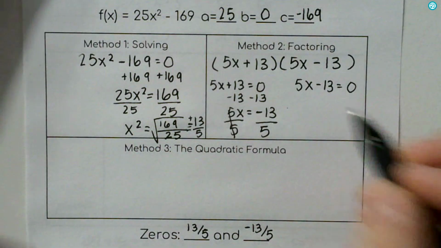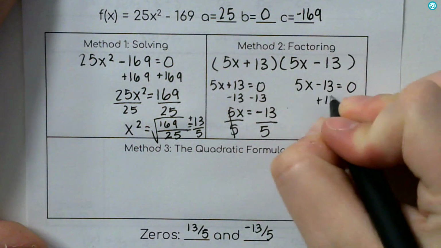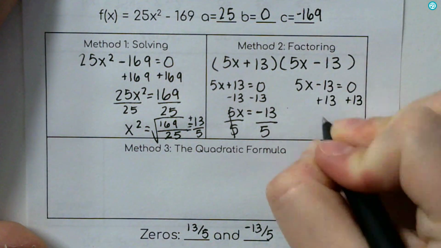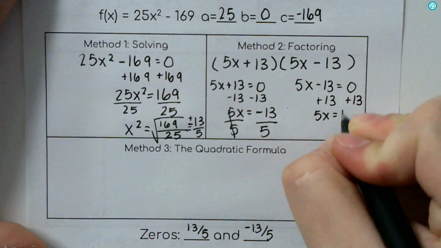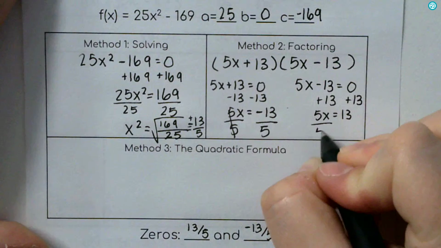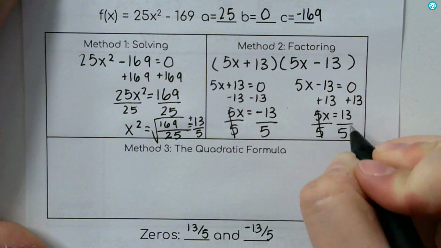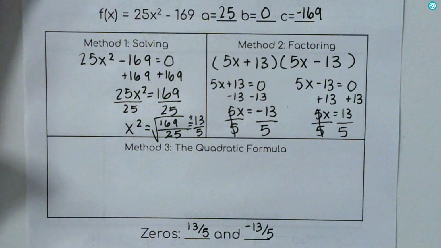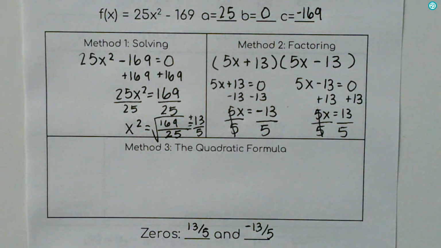Okay, for this one, we would add 13 to both sides. So we get 5x equals positive 13. We would divide both sides by 5. We would get x is 13 over 5, which is the other answer.